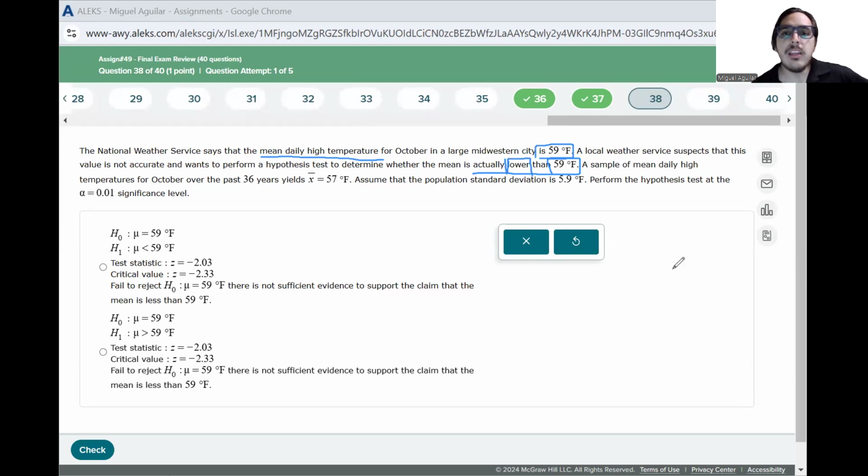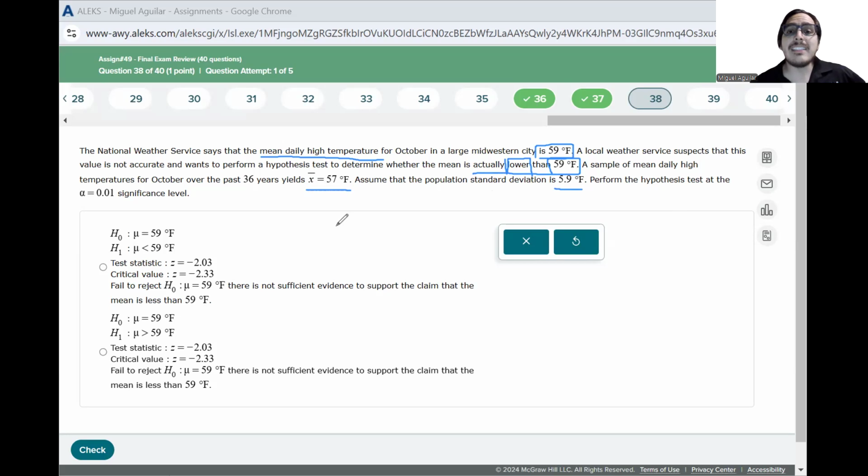A sample of mean daily high temperatures for October over the past 36 years yields a mean of 57 degrees Fahrenheit. Assume that the population standard deviation is 5.9 degrees Fahrenheit. Perform the hypothesis test at a 0.01 significance level. Okay. So let's think about this.